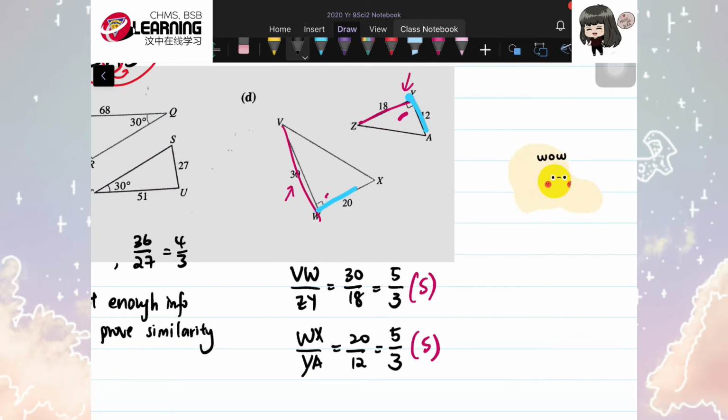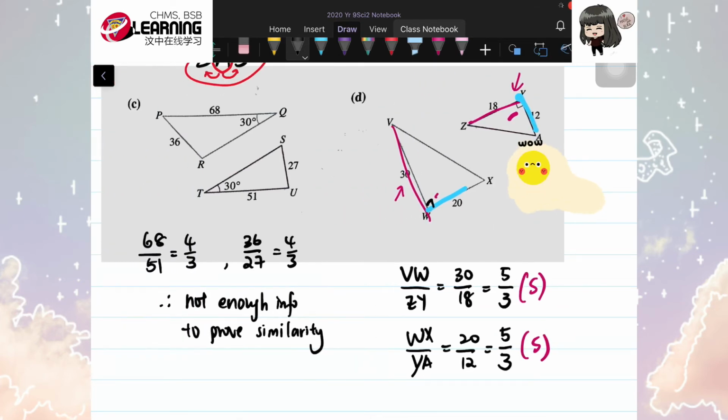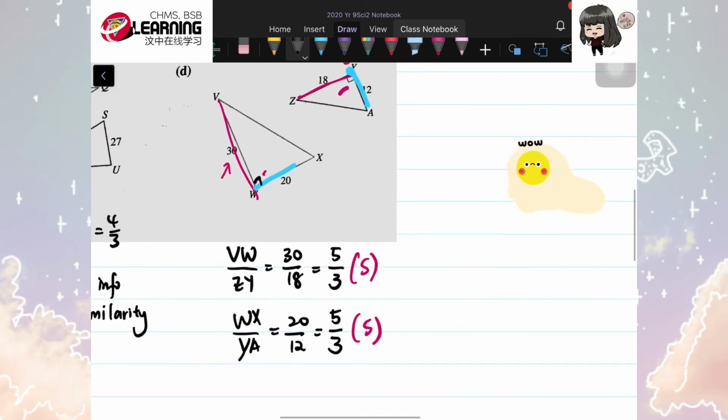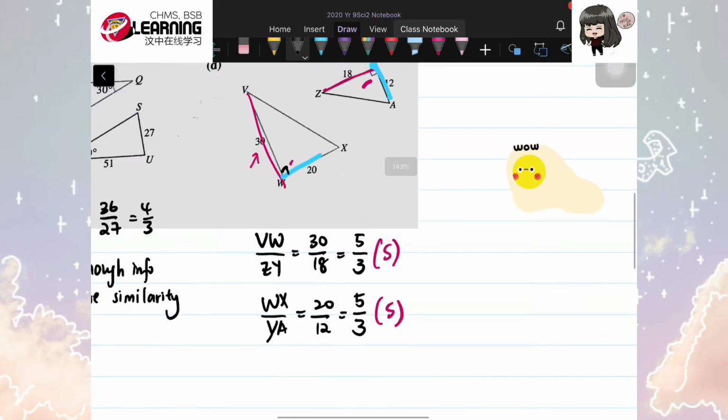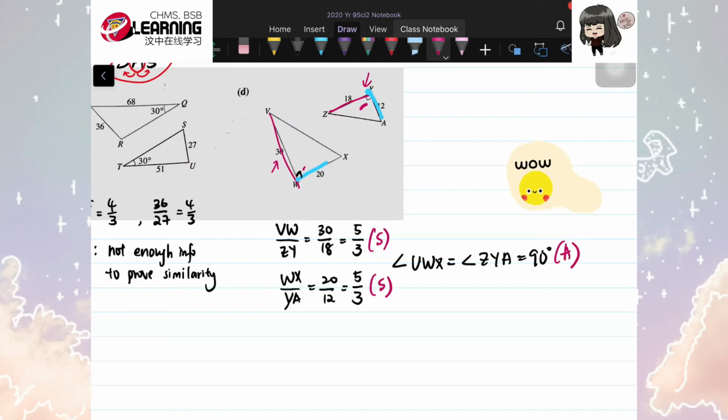How about angle? So this one we can say that this is side angle side because the angle here is in between two sides. Unlike part C, the angle is not between two sides. Okay, so side angle. We need to mention the angle, they are the same. So angle VWX is equal to angle ZYA, which is 90 degrees. So this one is under angle. So this is side angle side.